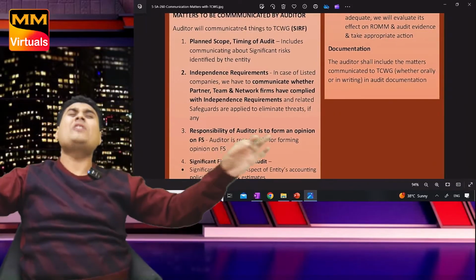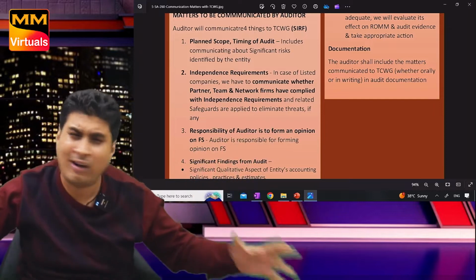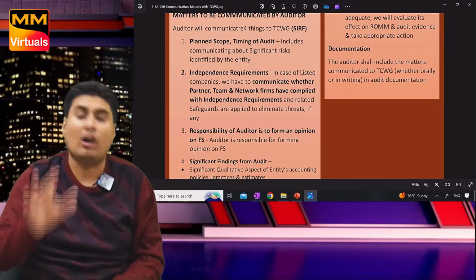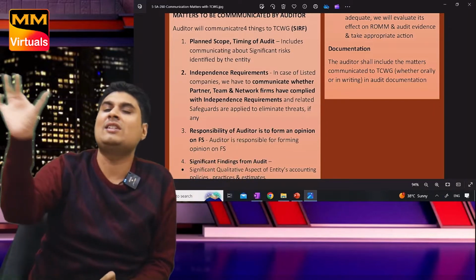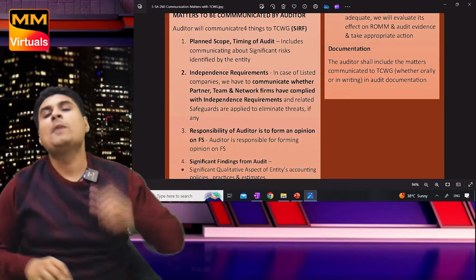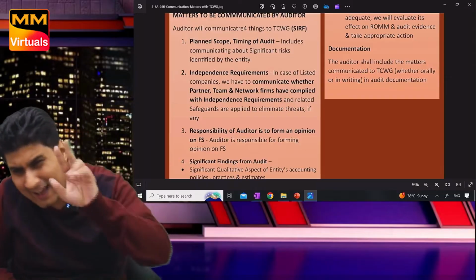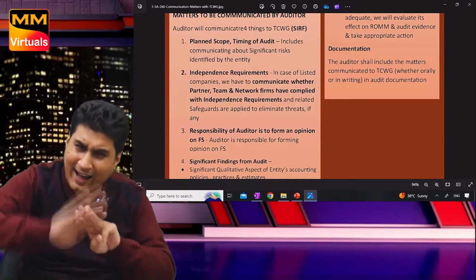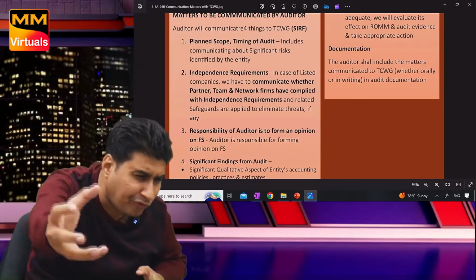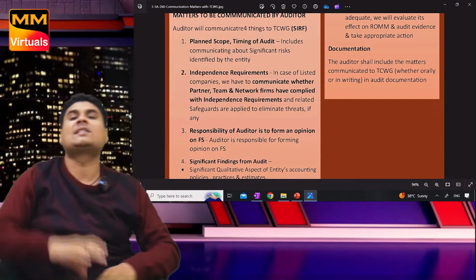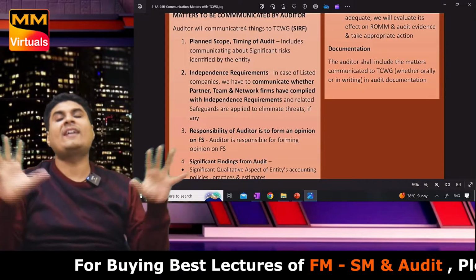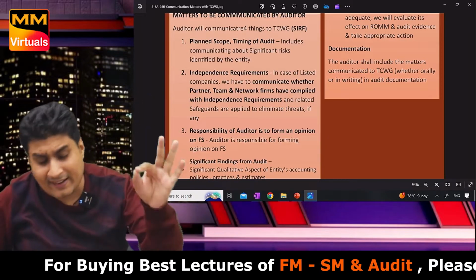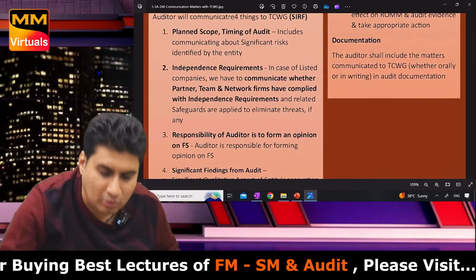4. There is one mnemonic, SIRF, you just have to remember. SIRF means only this much. S: Plan, scope and timing of audit. I: Independence requirement. R: Our responsibility is to form an opinion on financial statement. F: Significant findings from audit. Tell me, what will I tell to TCWG?